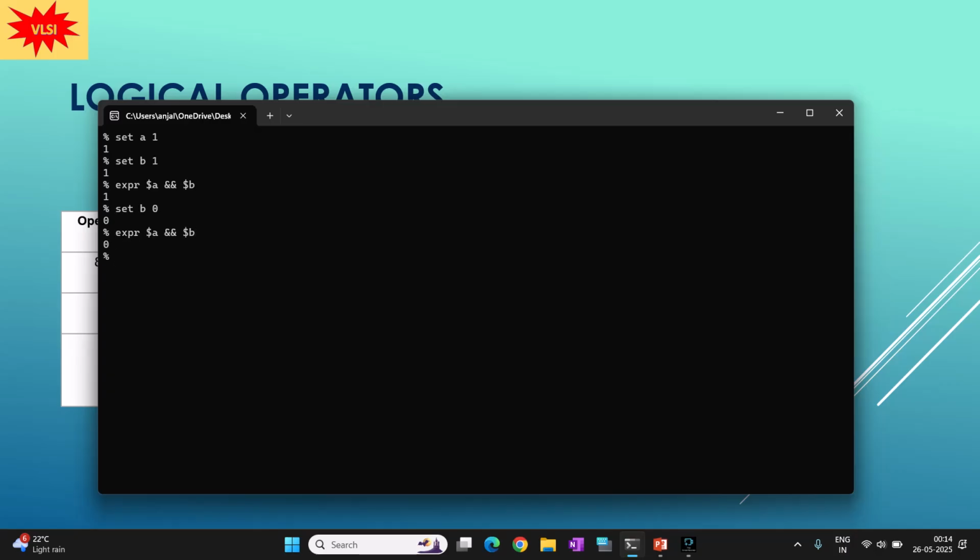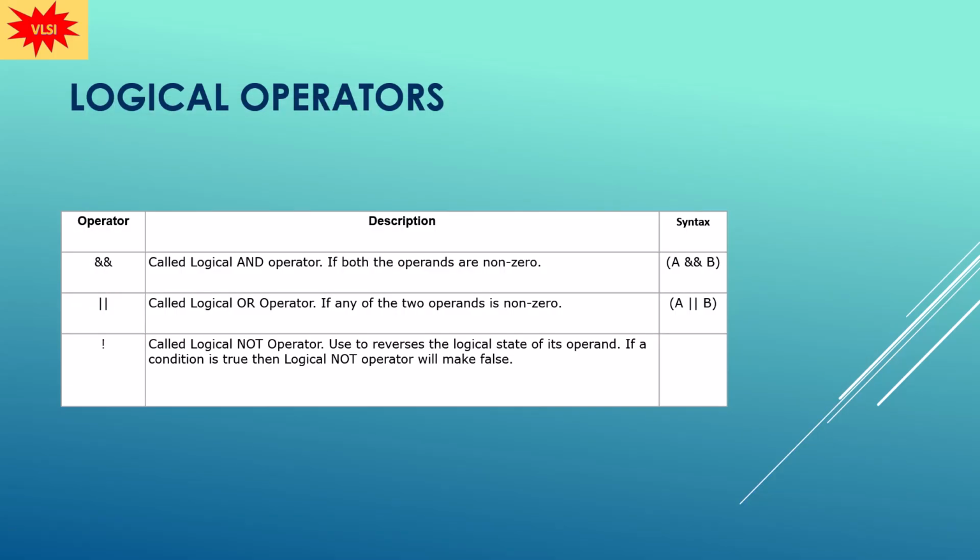So we know the truth table for AND: unless and until both values are high, you won't get a high output. And if any of the values is 0, the output will be 0. So it's the same for the others. For OR and NOT, go ahead, try by yourself. Let me know if you face any issue in this. I have given you one example for logical AND, and the rest please try by yourself.